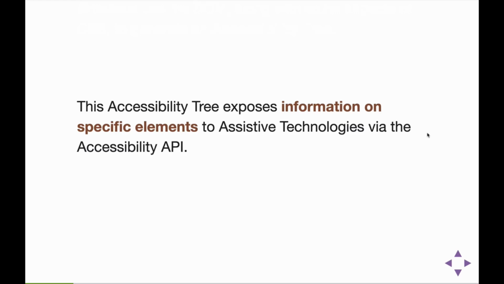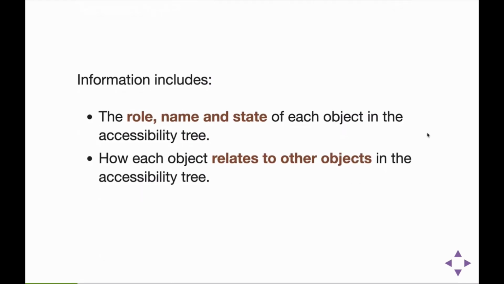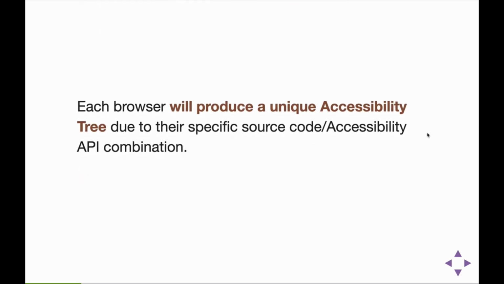Now, the information that gets exposed is quite varied, and it includes things like the role, name, and state of all these objects in the accessibility tree, but also how each of these objects relates to other objects in the accessibility tree. And as we saw before, because of the accessibility APIs, each browser produces a unique accessibility tree, and that's because of the specifics of their source code, accessibility API combinations, etc.